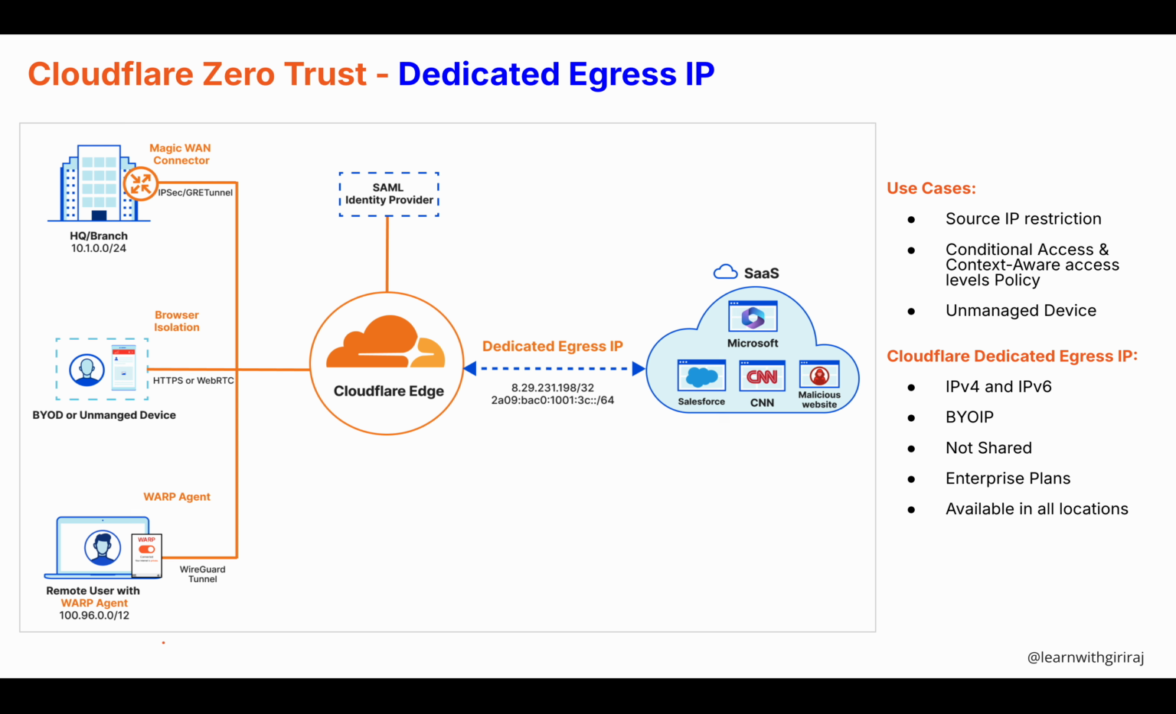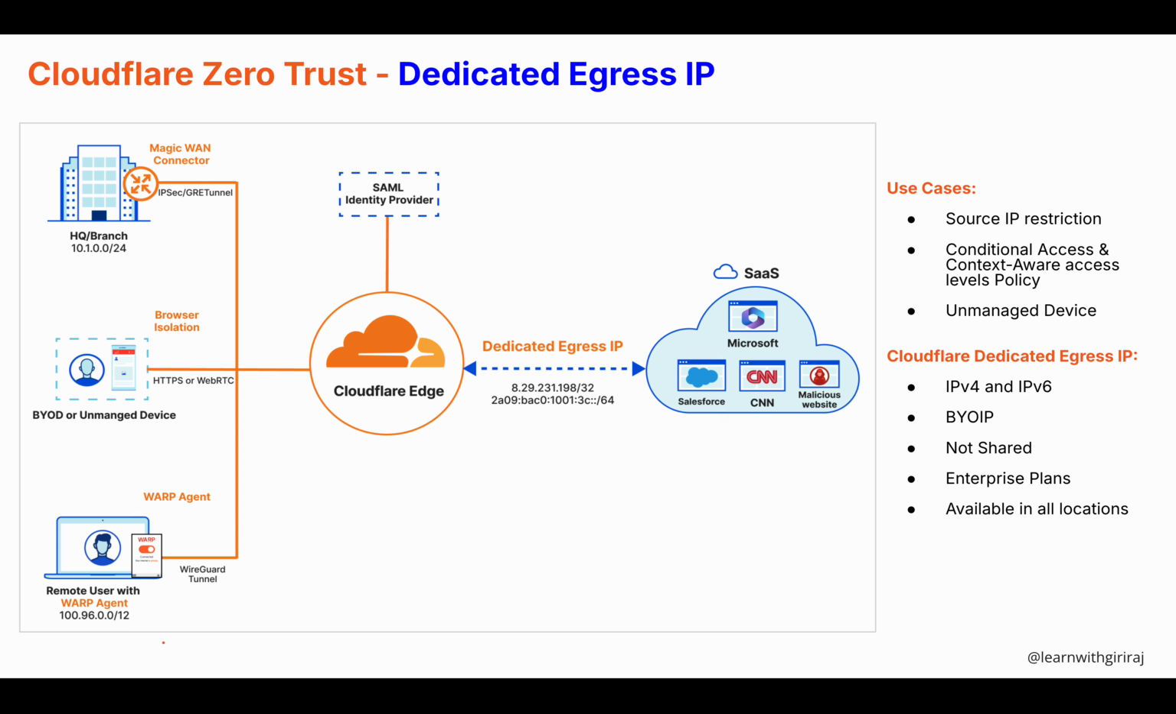When you use Cloudflare Secure Web Gateway, it's a multi-tenant architecture. When your users are steering the traffic to the closest Cloudflare edge using an IPsec tunnel or a GRE tunnel, or using browser isolation, or using the Cloudflare WARP Agent, the traffic will reach the closest Cloudflare edge, and we use a pool of IP range from the multi-tenant architecture to make an outbound connection to any destination on the internet.